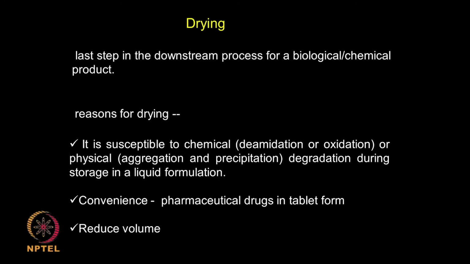So, drying, what is drying? This is generally the last step, and we use a higher temperature, sometimes with vacuum and sometimes without vacuum, to remove whatever moisture is present. We need to do that because we want to remove whatever liquid is present, because if your product is in the liquid form, it may degrade because of oxidation or deamidation. So, we do not want that to happen.